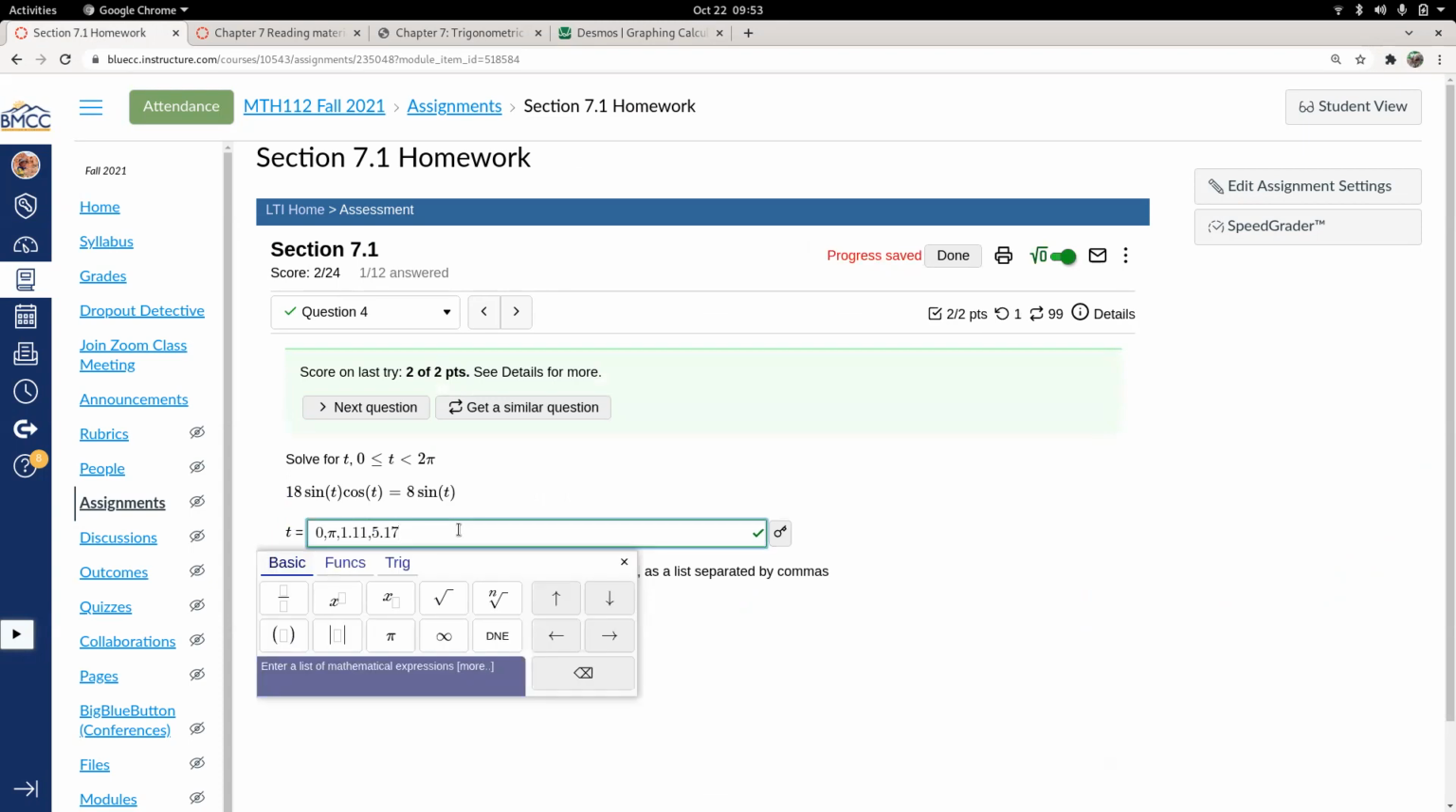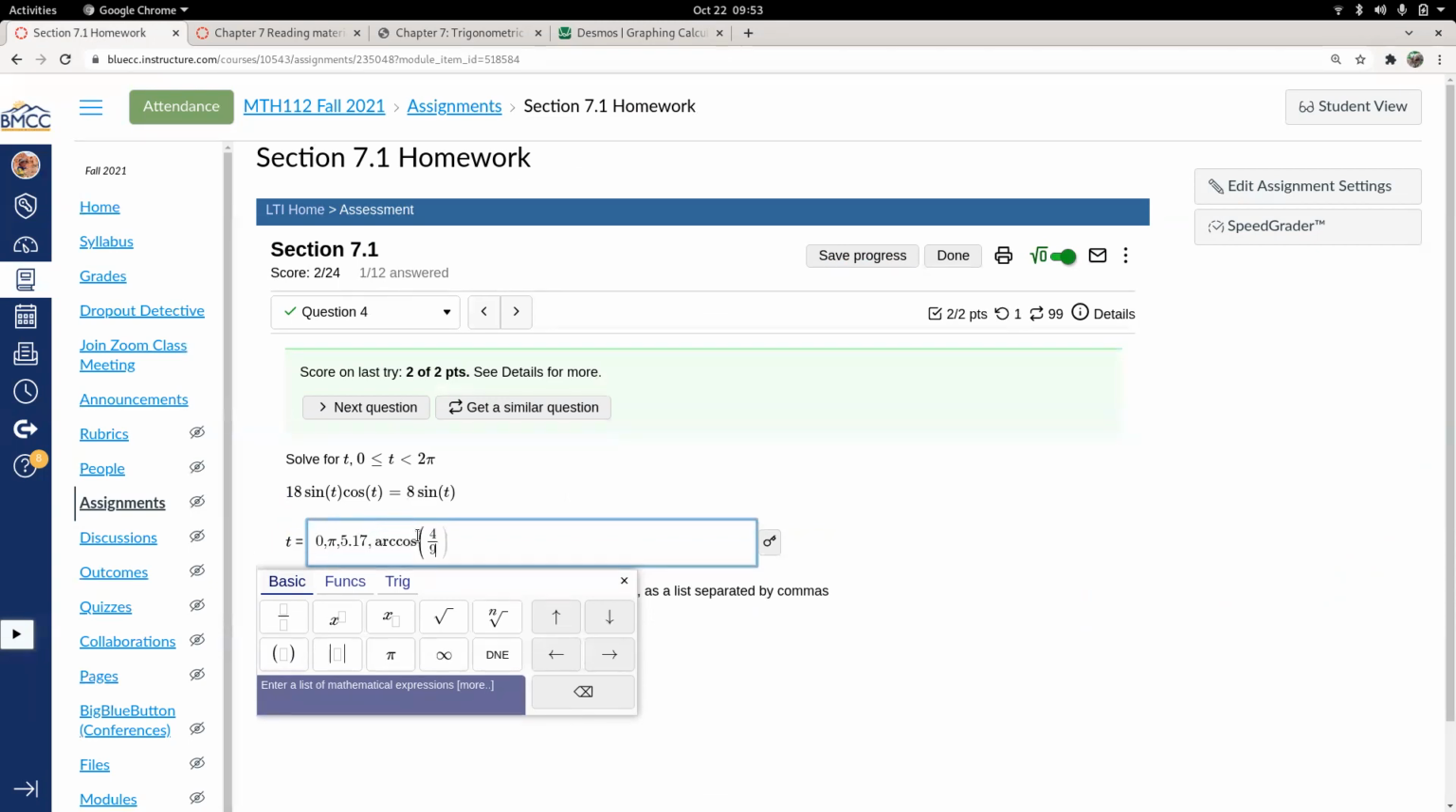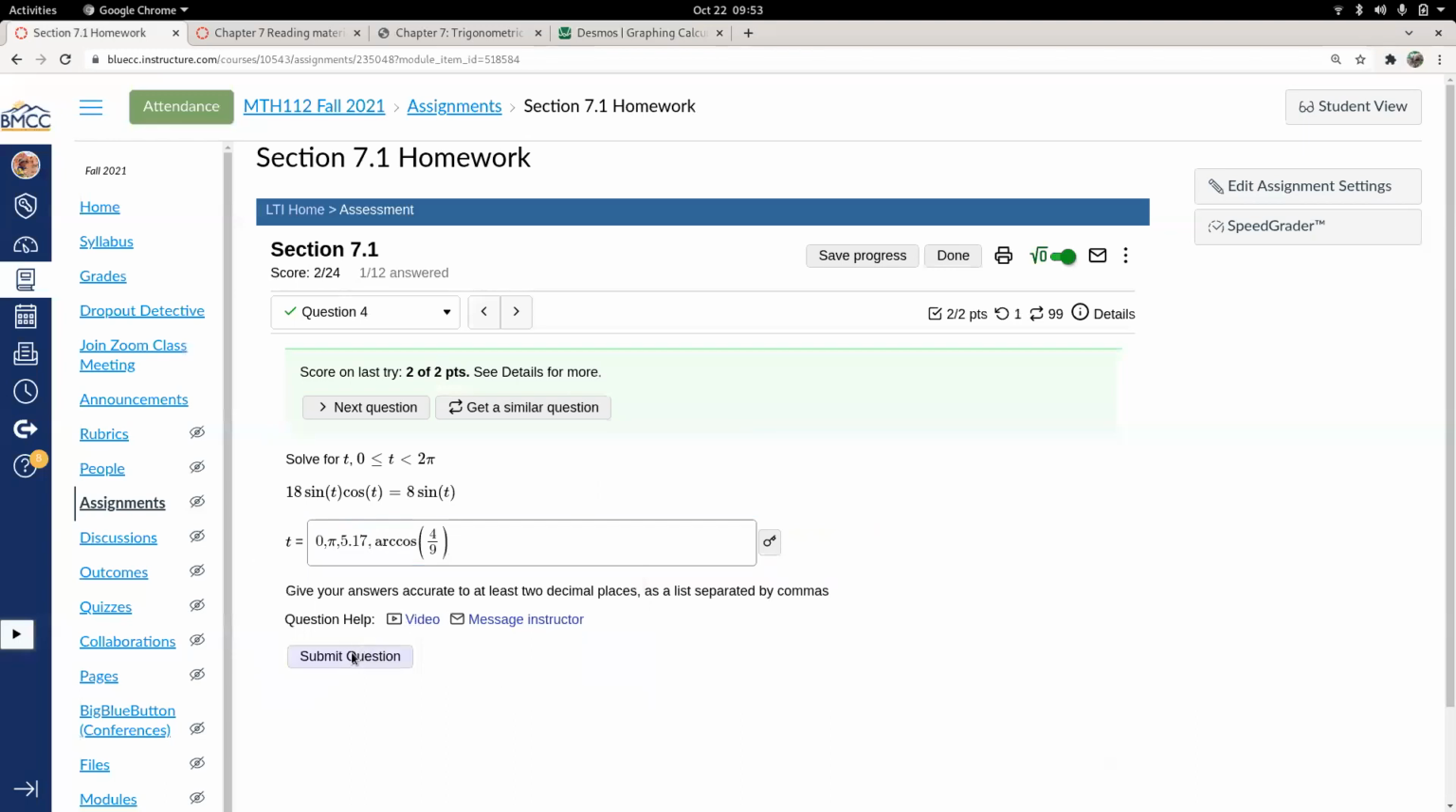So let's suppose instead of the 1.11, I tried to type it as the arc. What was that one? Arc cosine of 4/9. Will it understand that? Oops. Not if I screw up the parentheses. Okay, I like that one too.